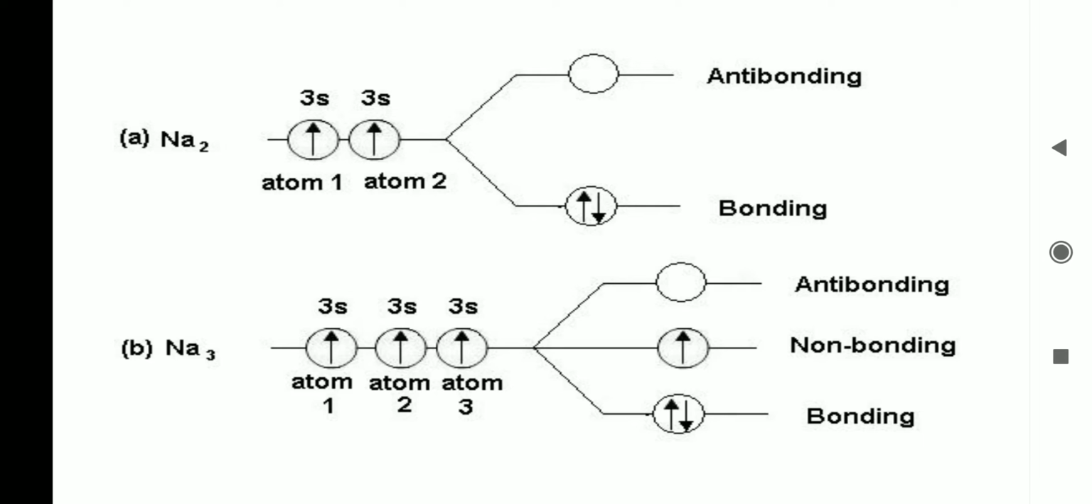Now let us move our discussion to the combination of three such atoms. When three such atoms are combining, we have three 3s orbitals. They will combine to form three molecular orbitals, and the first two electrons will enter the bonding orbital and the third electron will be singly placed and will enter the non-bonding orbital, and the anti-bonding orbital is vacant.